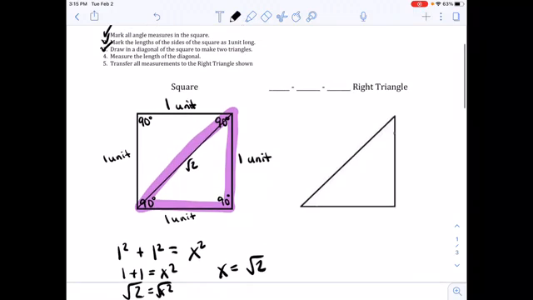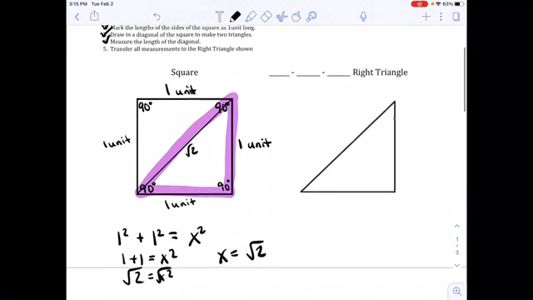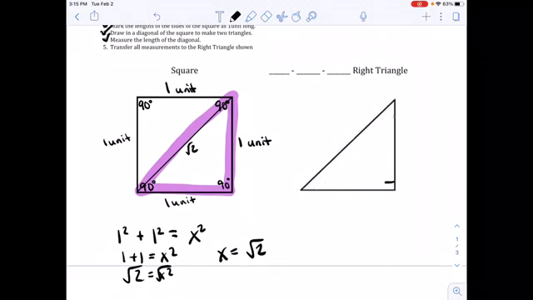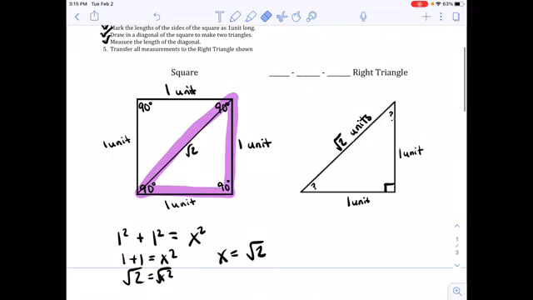Okay? So now we can transfer all the measurements to the right triangle shown. So we have 90, we have 1 unit, we have 1 unit. The hypotenuse is square root 2 units. And then we need to figure out what these angles are. Now there's 2 ways that we can go about doing this. We can notice that this is actually an isosceles triangle because these side lengths are equivalent. That means the opposite angles must be equivalent, making these 45.